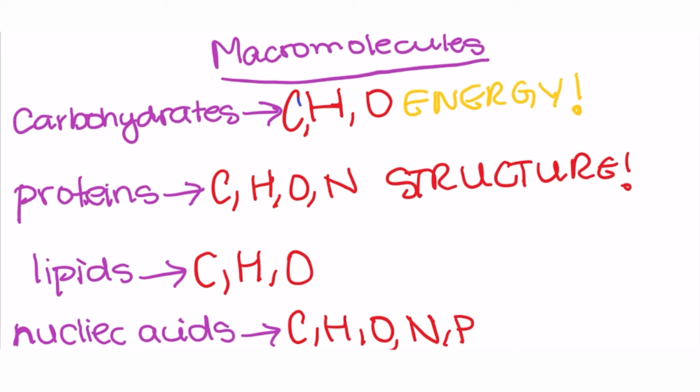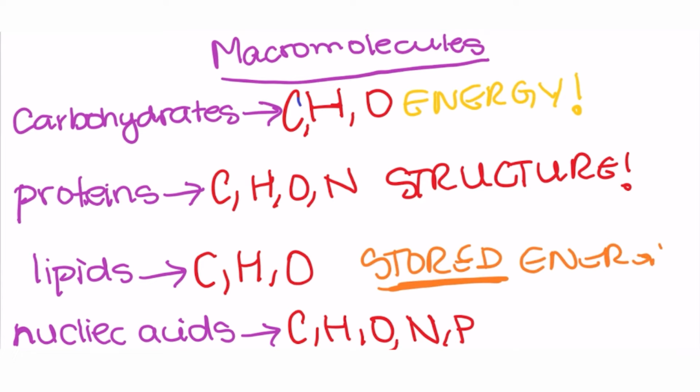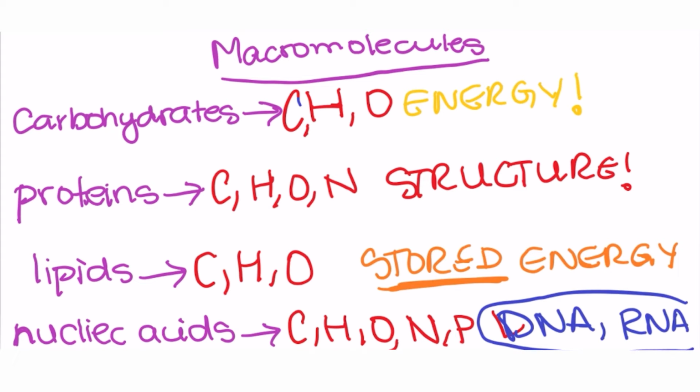Lipids give us stored energy, the key word being stored. And examples of lipids include oil and butter. And nucleic acids have our DNA and our RNA, which contain our genetic information. This is the information that gets passed on from generation to generation. Okay, so now we know a broad overview of what these all do.